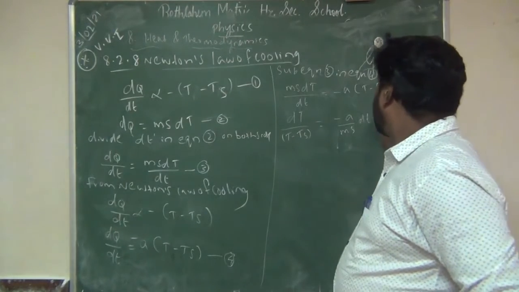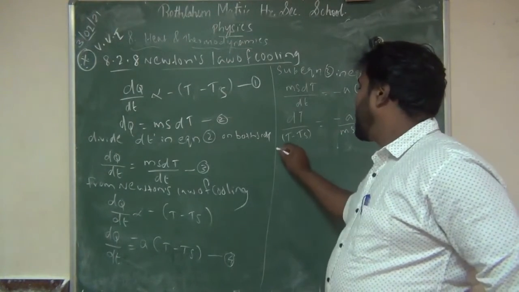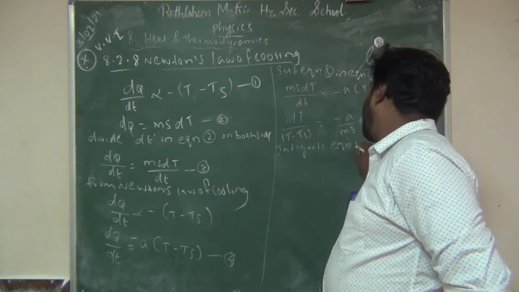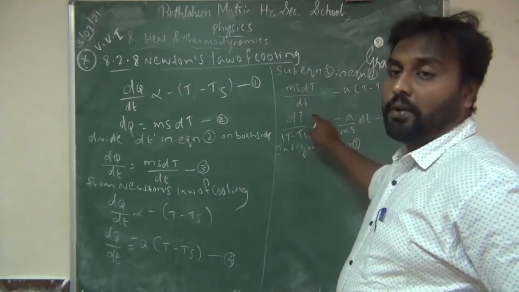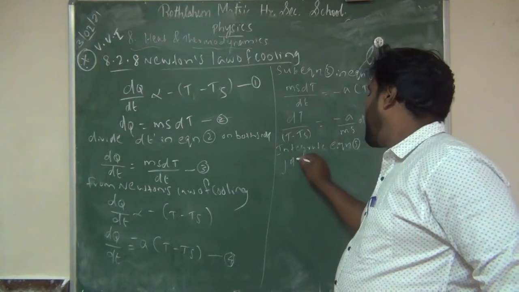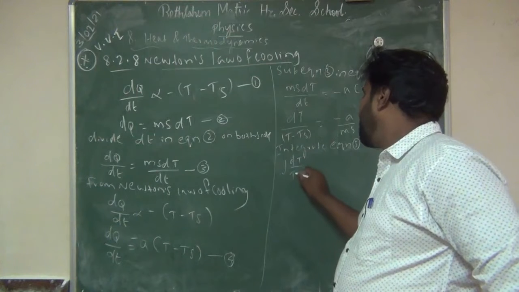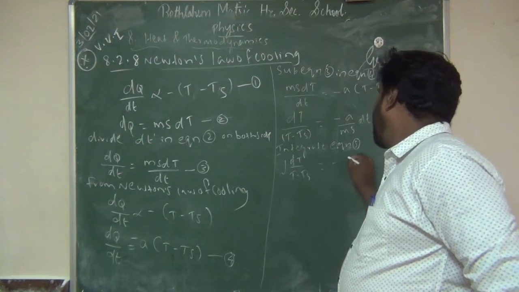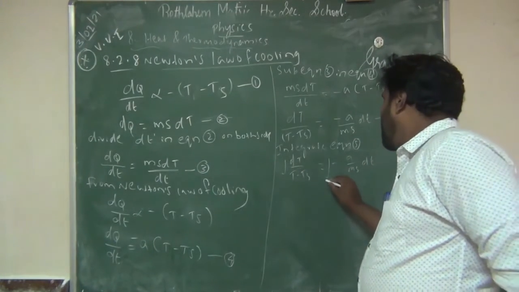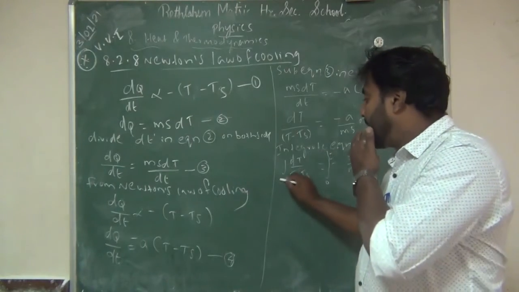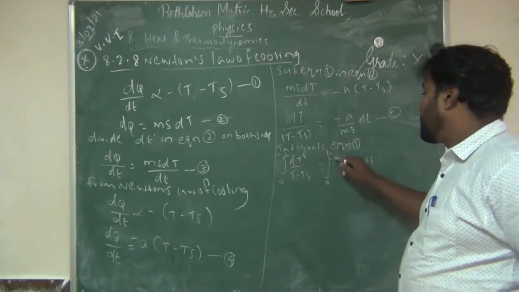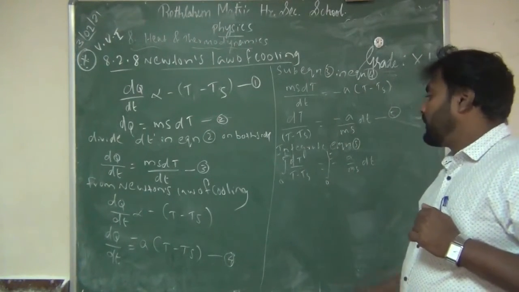Now keep this as equation 5 and integrate equation 5. So dT by T minus Ts is equal to minus A by m s dt integration. Here the limits are temperature T0 to infinity, and here time 0 to t. Now I will integrate.